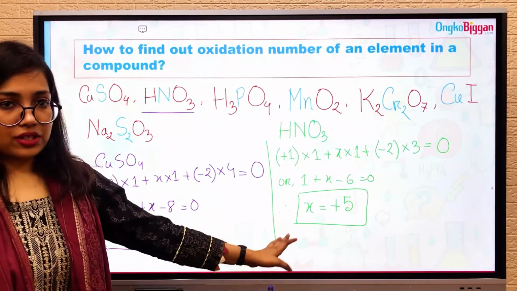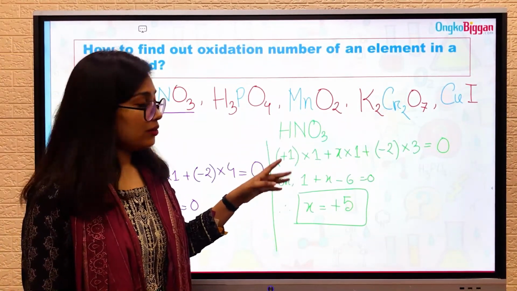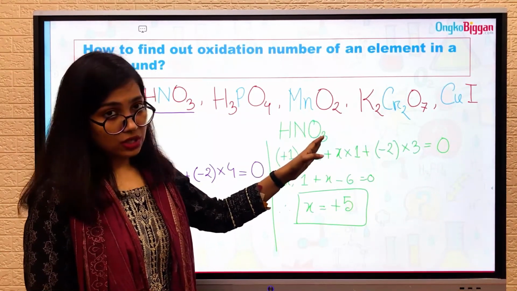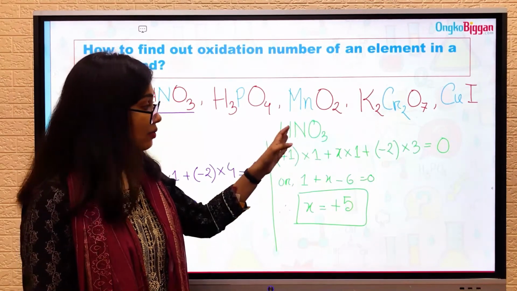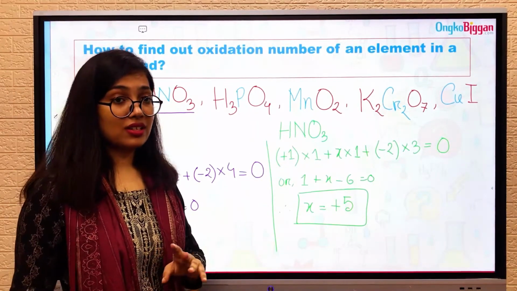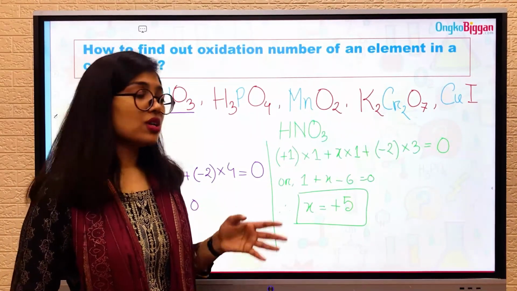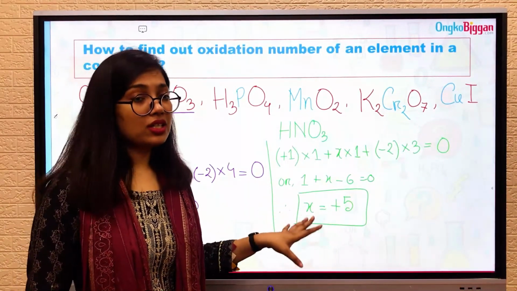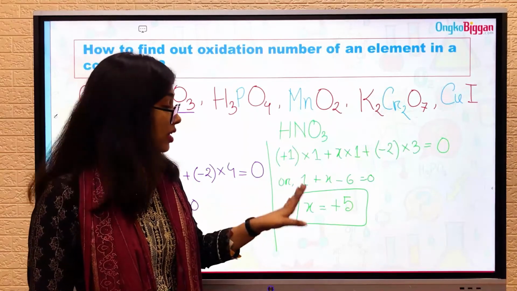So are we correct? Let's find out. Here the oxidation number of hydrogen is +1, the oxidation number of nitrogen is +5, and the oxidation number of oxygen is -6 in total. So +1 plus 5 equals +6, and we have -6. So it's balancing, and the net charge of the compound becomes 0. This means the answer we have figured out is correct, and the oxidation number of nitrogen here is +5.